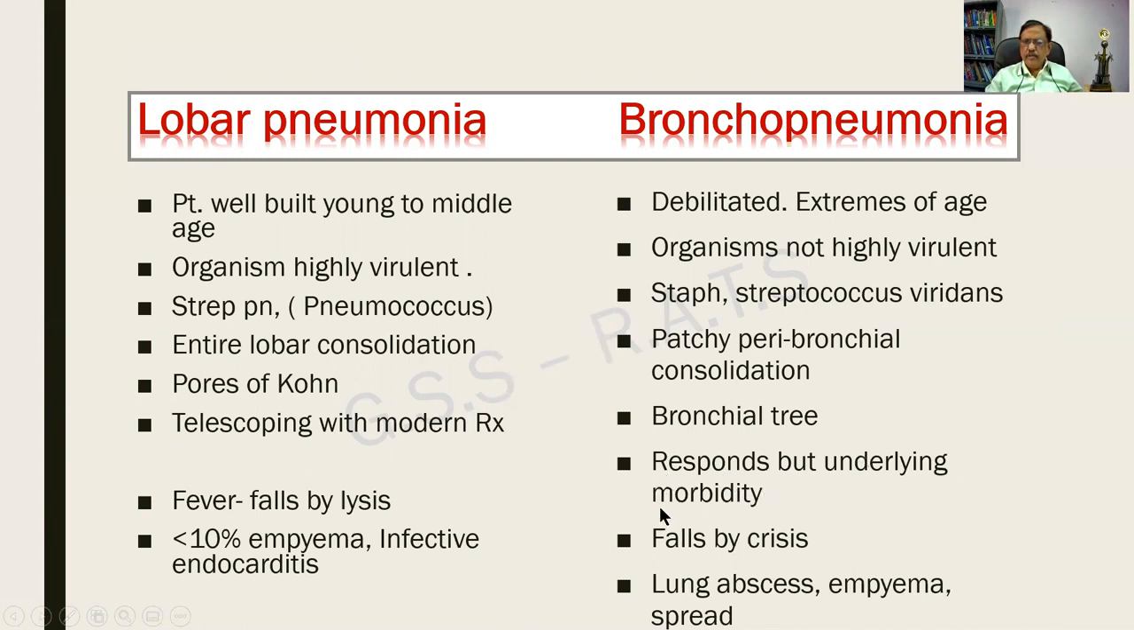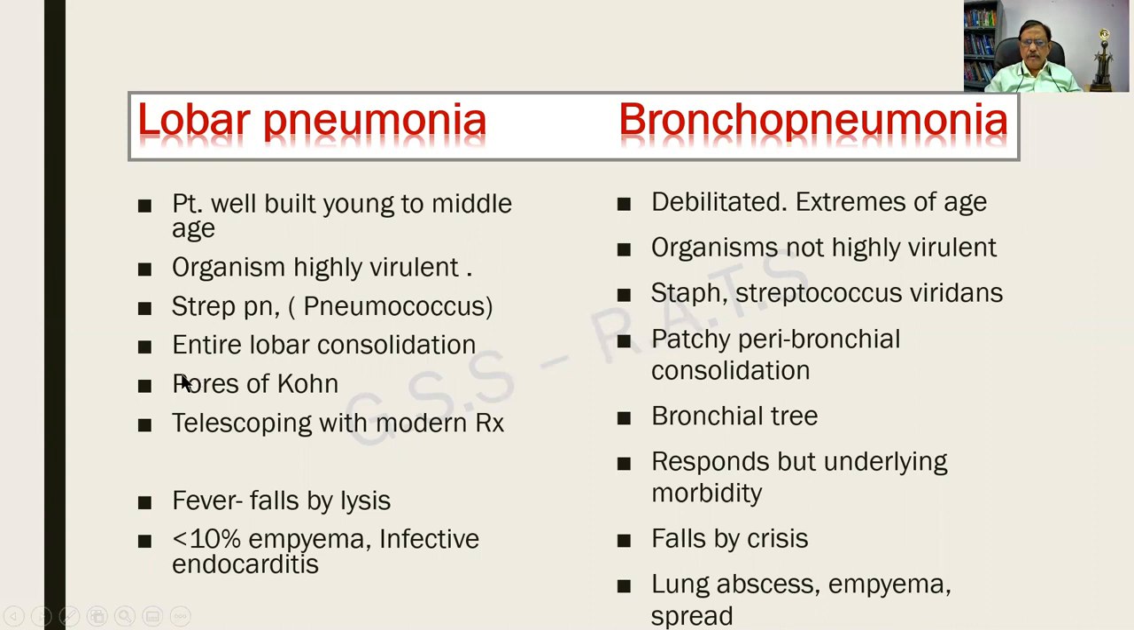There will be some amount of morbidity. And it falls by crisis. Sometimes you find that there can be complications. The patient is already debilitated, and therefore there will be some residual lesion that can happen. Lung abscess and empyema can occur. When it spreads, there is a lung abscess and there is an empyema. Empyema is pus in the thoracic cavity. And these things we have already seen.